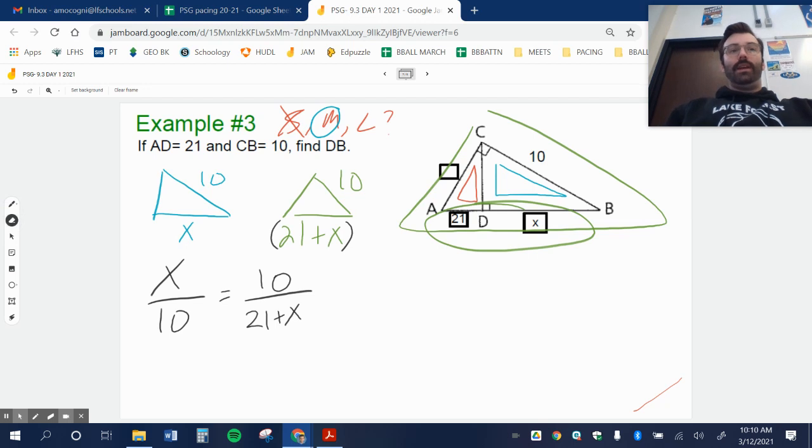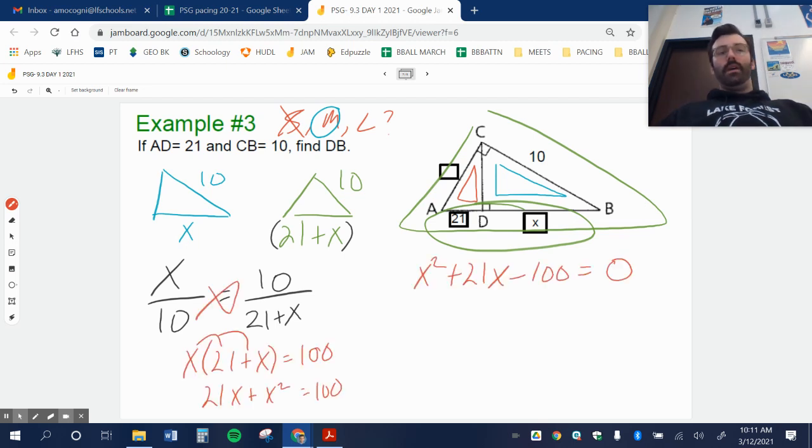Now you should maybe recognize why I asked you to factor in the first problem, because we're going to have to factor here. So I want you to pause this video, cross multiply, and give it a shot on your own. All right, so this is what I've gotten so far, so you can check your work. I got x times 21 plus x, which gave me 21x plus x squared equals 100. Moving that 100 over, writing this in standard form, x squared plus 21x minus 100 equals 0.